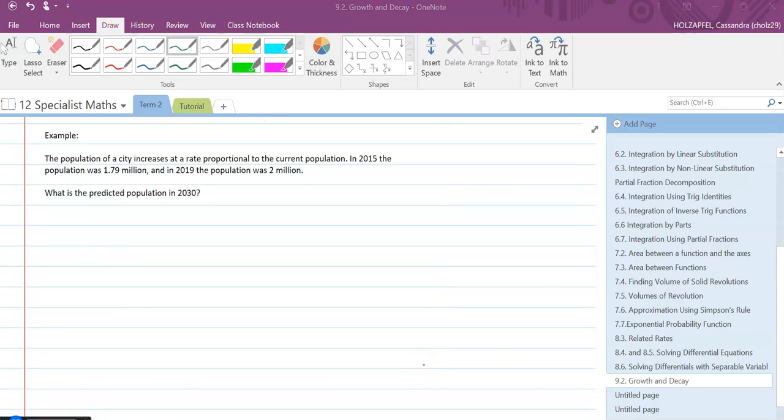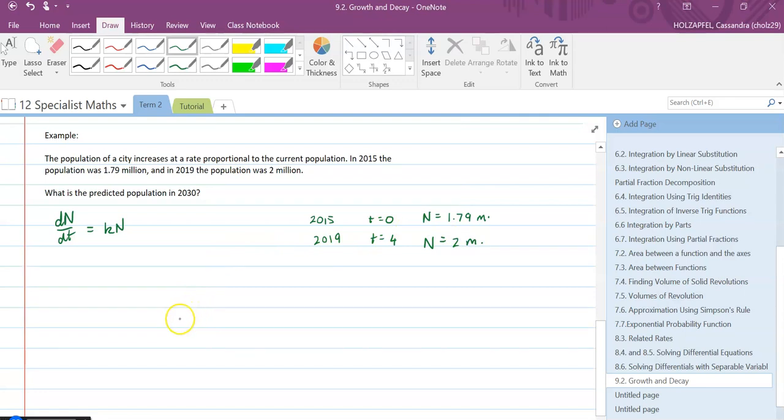The population of a city increases at a rate proportional to the current population. So in other words, dn/dt is equal to kn. In 2015, the population was 1.79 million, so we could write this as at time 0, the population was equal to 1.79 million. So I'll just write M. In 2019, so 4 years later, when t is equal to 4, the population was 2 million. What is the predicted population in 2030?